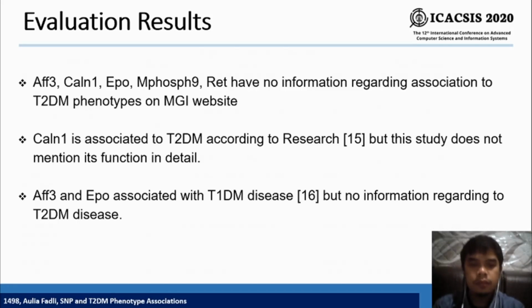For other protein information like proteins IFF3, CLN1, EPO, MPOS9, and RAT, we still have no information regarding their association to T2DM phenotypes on the MGI website. So we tried to do a literature study and found some findings: CLN1 is associated with T2DM disease according to Gu et al. research in 2019, but this study does not mention its function in detail. We also find that IFF3 and EPO have association with T1DM disease according to Regula et al. research, but no information regarding their association to T2DM disease.